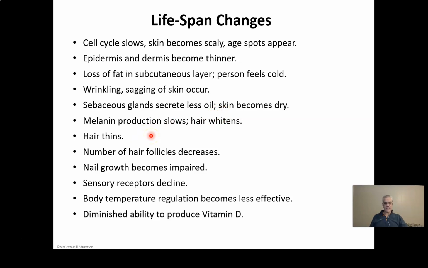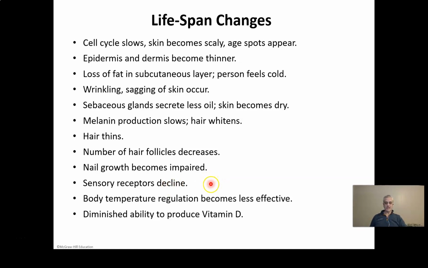Melanin production slows down. The hair whitens. Yes, it does. Hair thins. The number of hair follicles decreases. Older people tend to have fewer hair follicles, especially toward their hands and toward their feet, the distal places on the body.